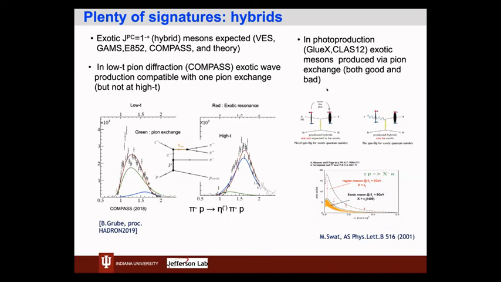This type of process is what largely motivated looking at pi1 production using photon beams, because of the different possibilities of, for example, having charge exchange, charged pions that in principle could lead to yields for exotics which are as large as those of normal mesons like the a2.